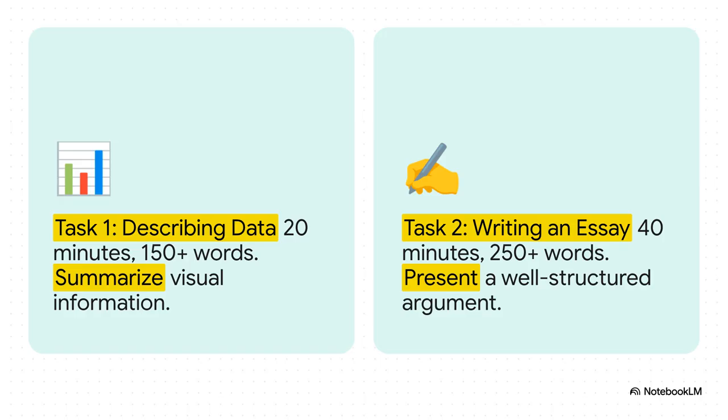Task 1 is a 20-minute sprint. Your job is to describe what you see, no opinions, just the facts, from a chart, in over 150 words. But Task 2, that's a 40-minute marathon. It's worth more of your final score, you need to write over 250 words, and it's all about building a solid, persuasive argument. Two completely different skills, all in 1 hour.